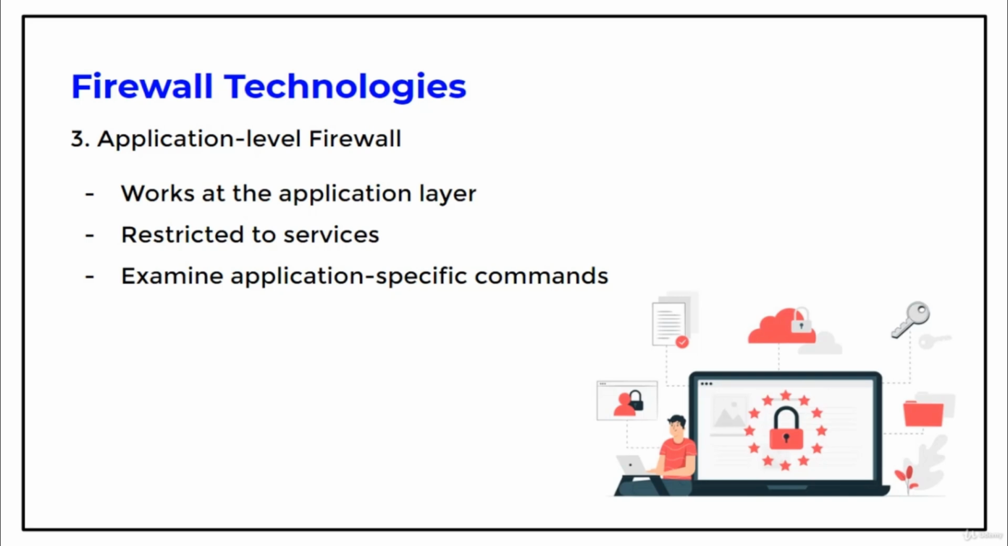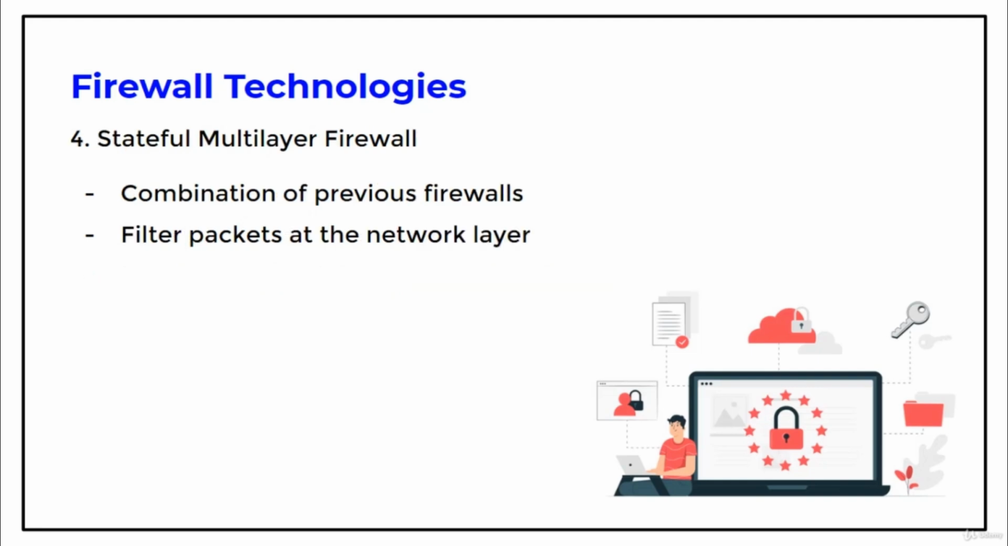And step 3, after verifying the authenticity of the user, the application gateway accesses the remote host on behalf of the user to deliver the packets. And as the name suggests, application level gateway or application layer firewall works at the application layer.